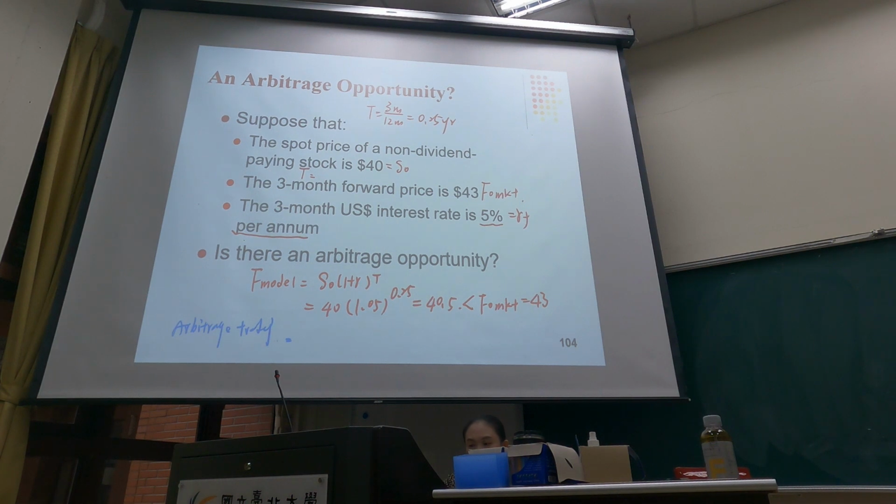Okay, you will buy low, sell high. Remember, you cannot buy the model, so you buy the spot, which drives down your model price, okay, and then sell the market futures. You can sell that, okay. So sell F market at $43, and buy the spot price.